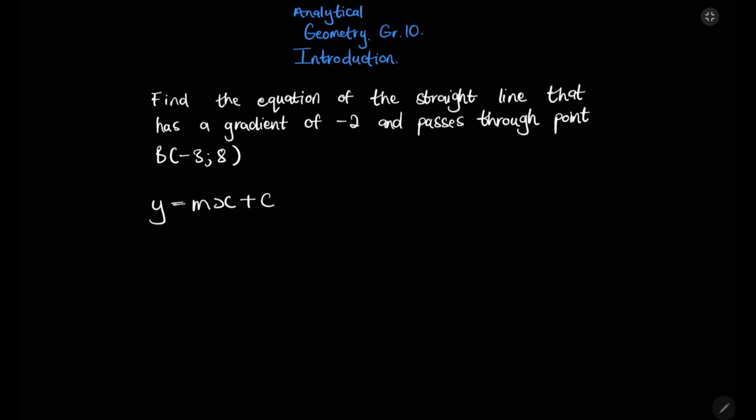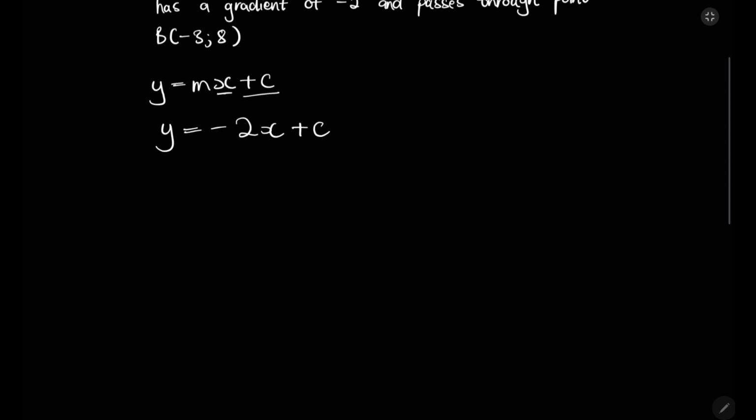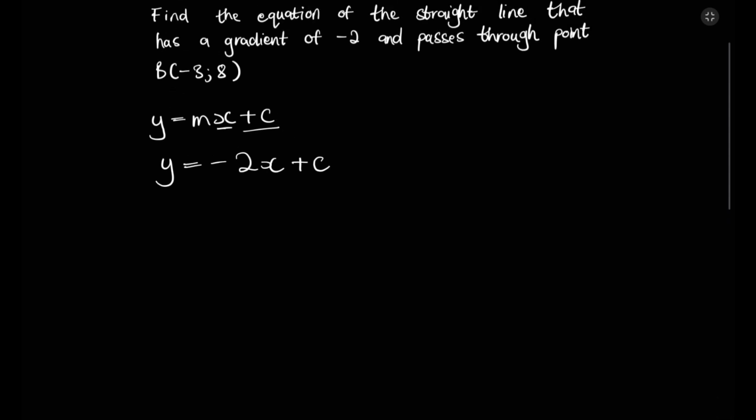Step 2, let's substitute our gradient. Remember, I told you that m is your gradient. So in this question, they told us that the straight line has a gradient of -2. So let's replace this m with -2. We'll get y is equal to -2x, we keep the x, plus c, okay? So for the next step, let's identify our x and y values from the given coordinate. We have point B, you have -3 and 8. So this -3 is your x value, and this 8 is your y value.